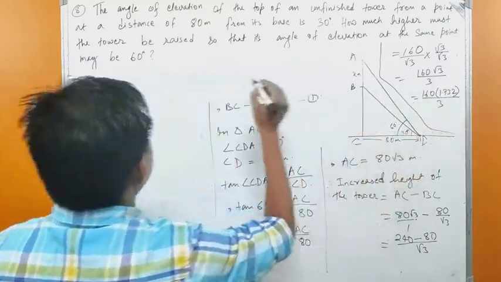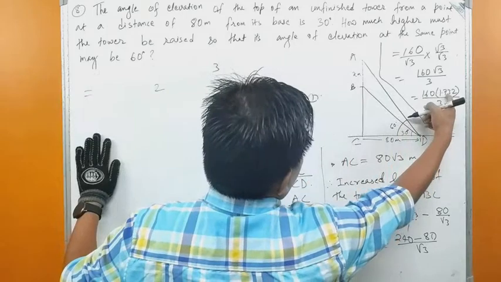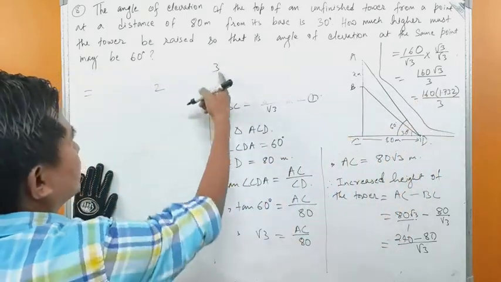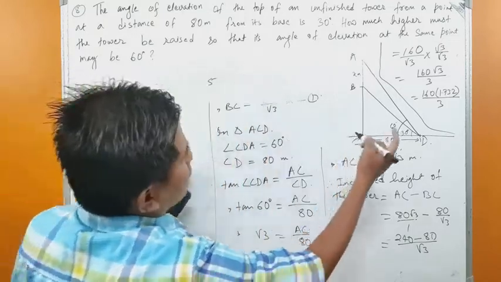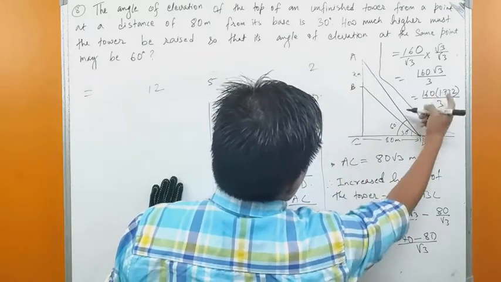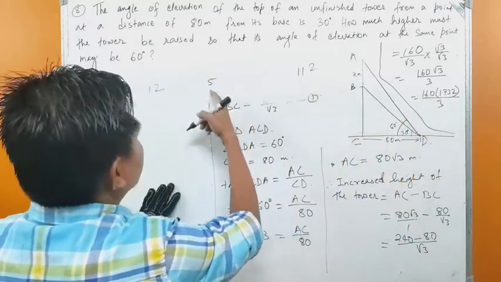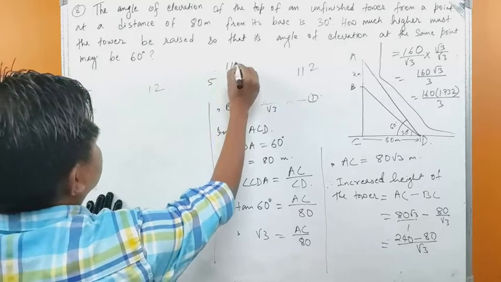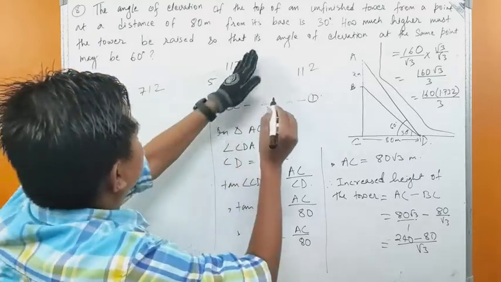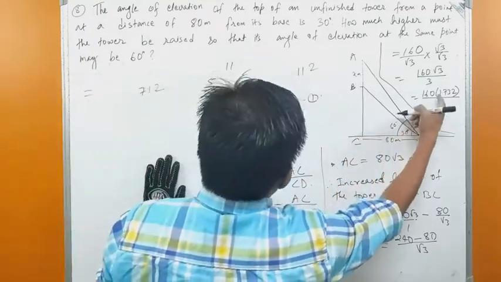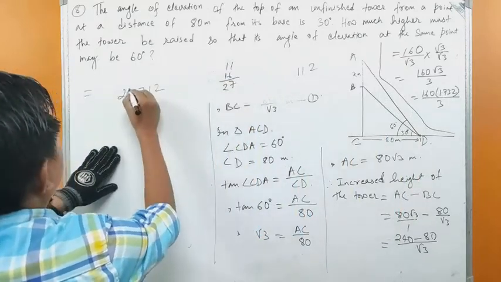16 2s are 32, 3 in hand. 16 3s are 48, 48 plus 3 is 51, 1, 5 in hand. Okay, now 16 7s are 112, 112 plus 5, 117. I write 7, 11 is in hand. So 16 1s are 16, 16 plus 11 is 27.